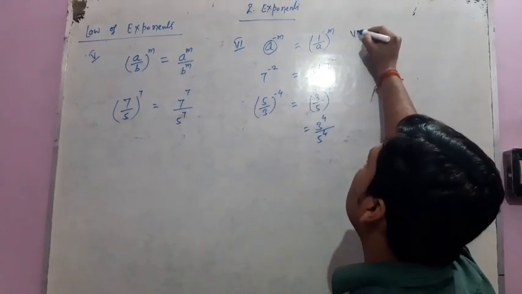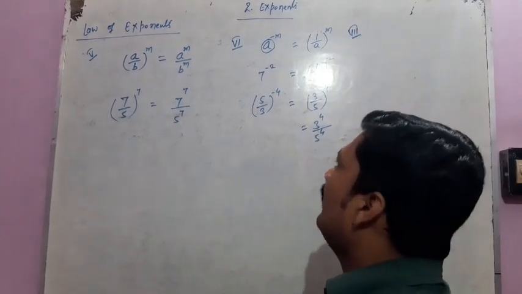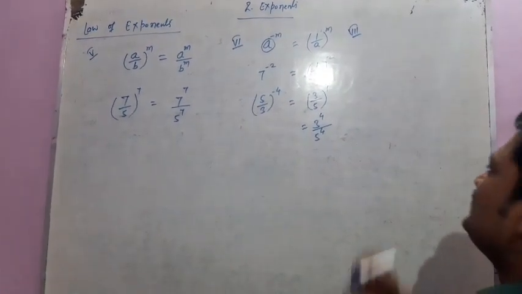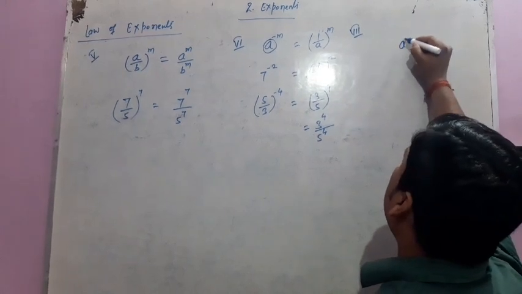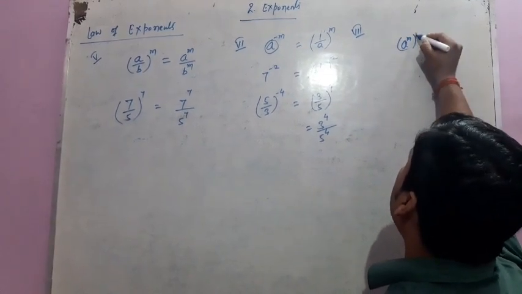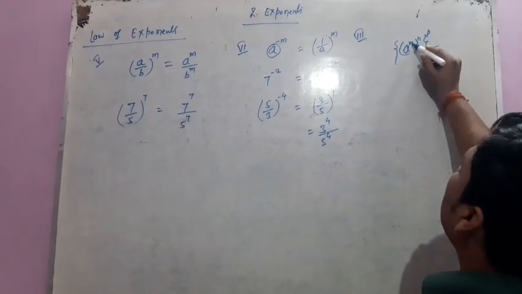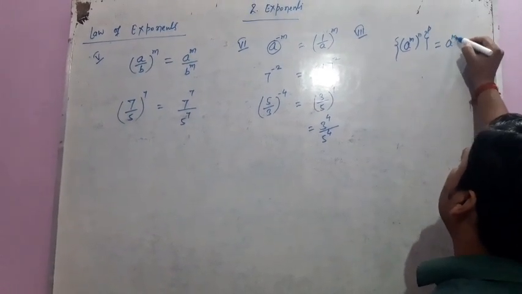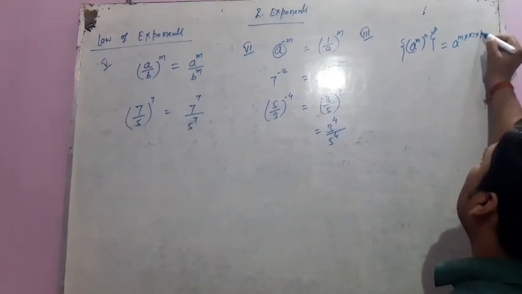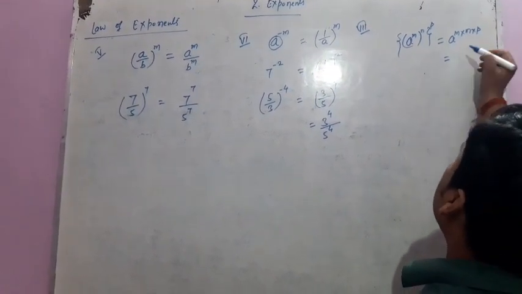Now law number 7. Law number 7 of exponents tells us that if a number has a power and the whole to the power again and again, then for solving it, we multiply all the exponents of the same base, that is m and p.